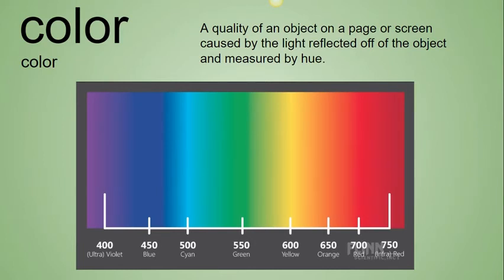Finally, color. I really had to stop and think, well, what is color? I mean, I could give you examples like red or blue or orange, but how do you define it? And doing some research, I came up with a quality of an object on a page or screen caused by the light reflected off of the object and measured by hue. Hue is a way of defining the color. Red is a hue, blue is a hue, those are the different hues that are part of color. Color is reflected light.